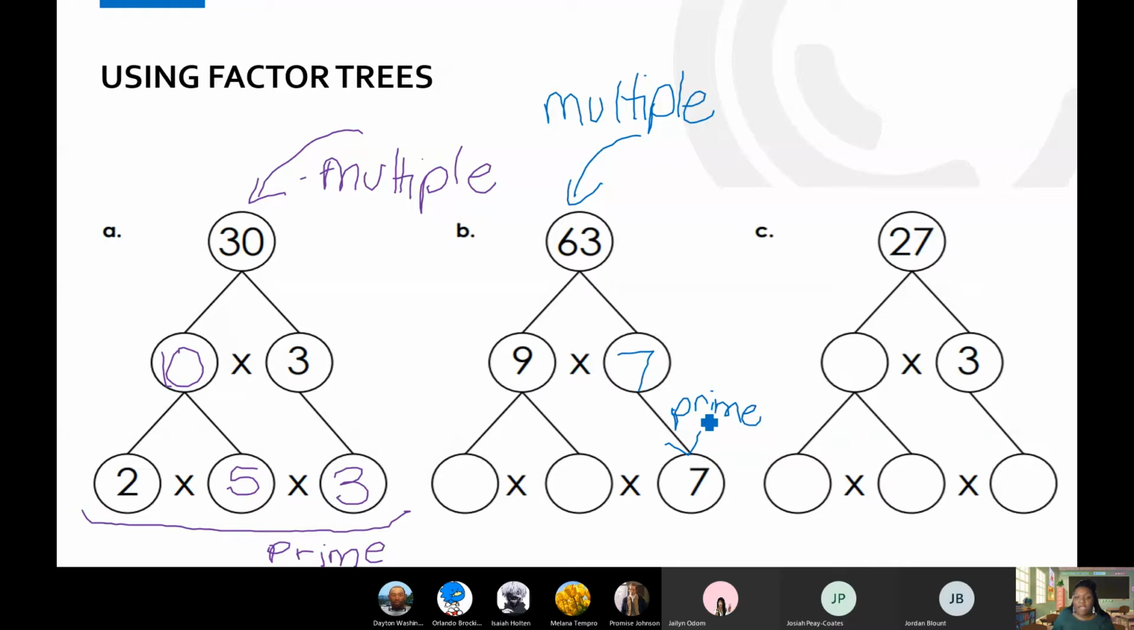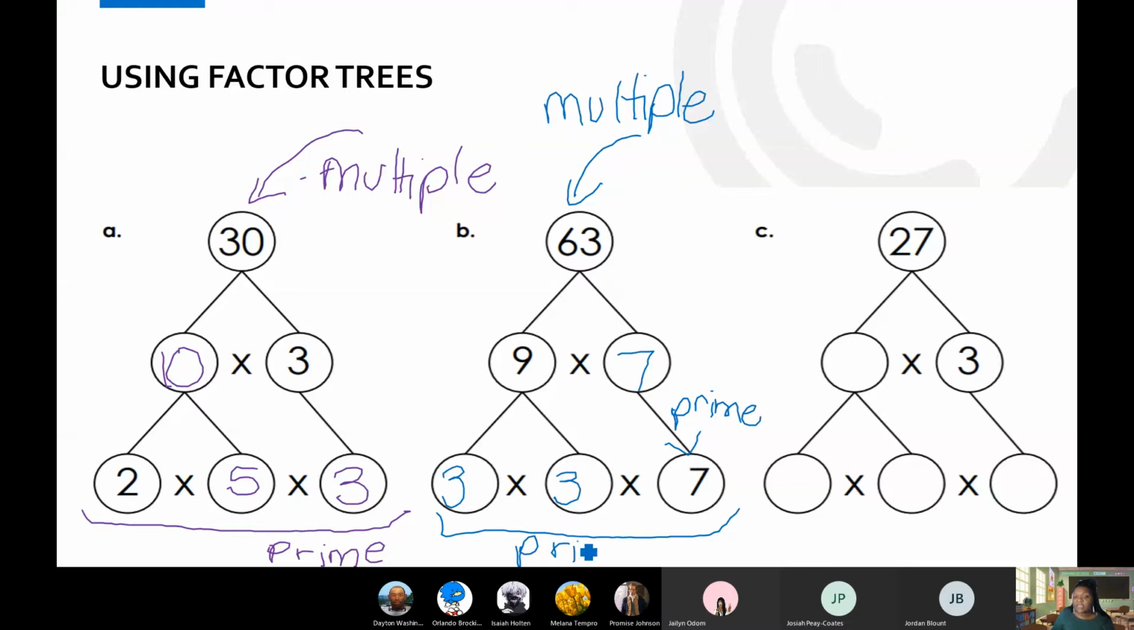Is 9 prime? In other words, does 9 have any other factors? Three times 3. Yes. 3 and 3. So remember, we've got 3 more prime numbers here at the bottom.